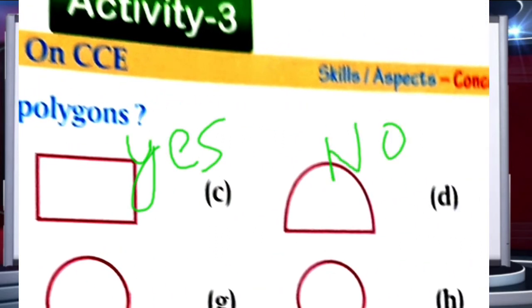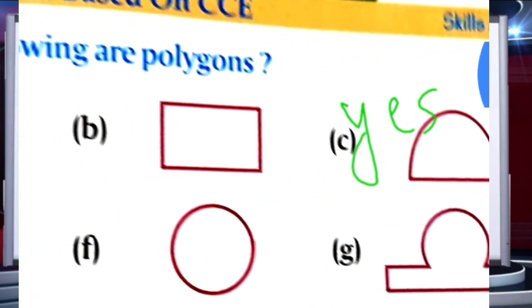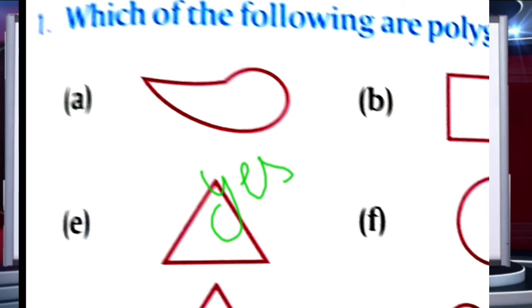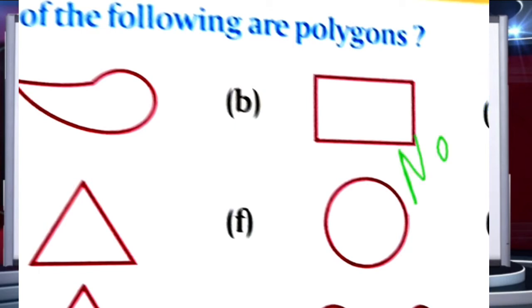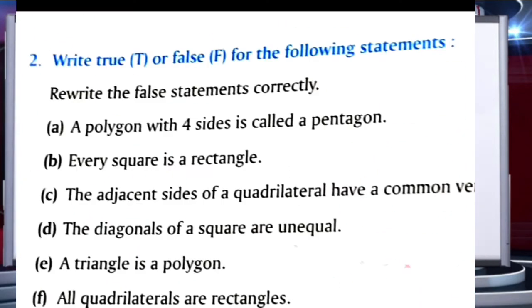Third one, again it is a curve, so it is not a polygon. Fourth one, you can see 4 straight line segments, so it is a polygon. Fifth one, yes, you can see the straight line segments, so it is also a polygon. F part, it is a curve, so it is not a polygon. Okay students, like this you will do question number 1.